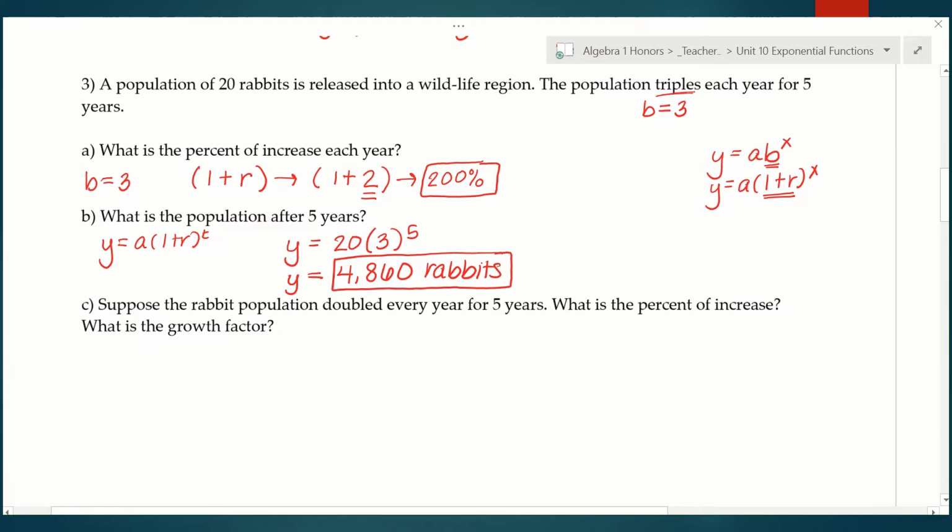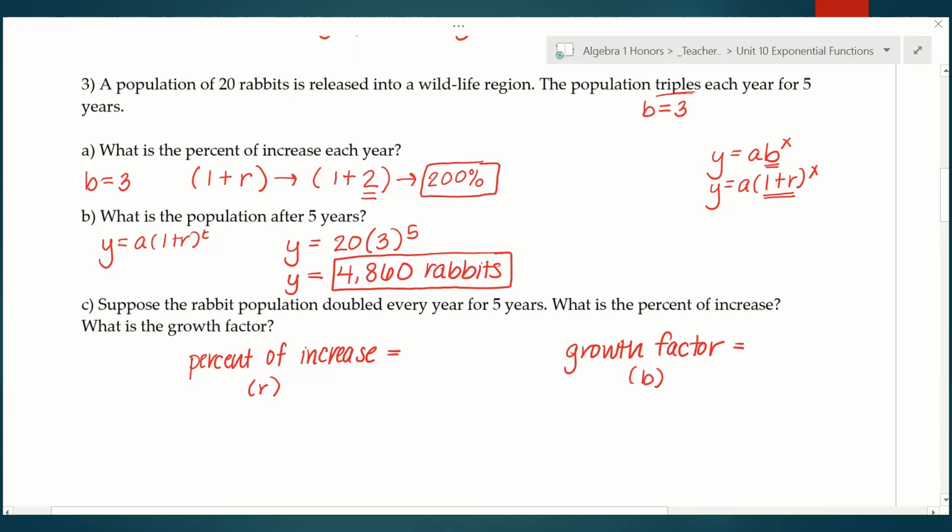Okay, part C. Suppose the rabbit population doubled every year for 5 years. What is the percent of increase and what is the growth factor? Okay, so perfect. We have to figure out the difference again. So let's say percent of increase versus the growth factor. Okay, so here we go. Growth factor meaning B, percent of increase meaning R.